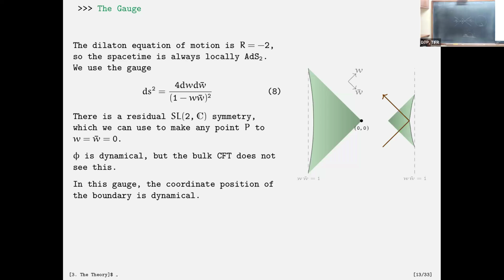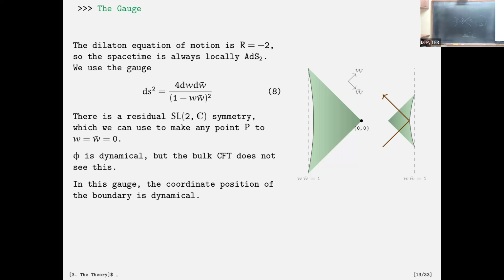Okay. So now I go to these coordinates, but there's a residual SL2C symmetry in these coordinates, which we can use to take any point P in the bulk and move it to coordinate location 0, which I will do later. The reason 0 is nice is that certain Christoffel symbols vanish on the light cone of 0, but not on 0. The other thing is that it looks like the boundary is curved, and the matter might care about this, but actually to the correct order the matter doesn't care about the fact that the boundary is curved.